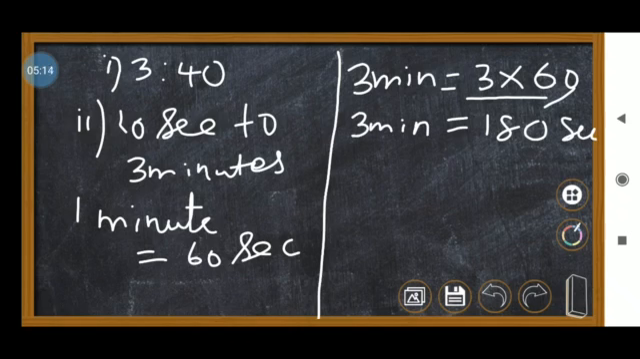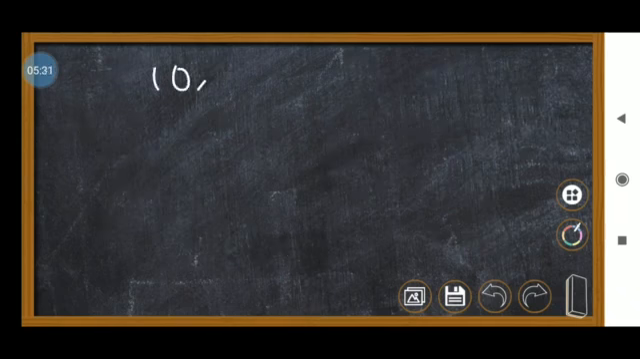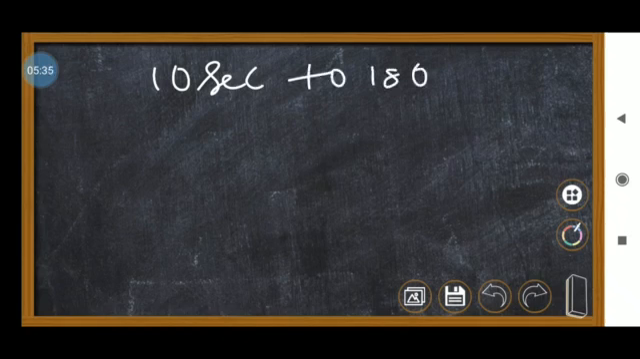Okay, so here what they have given? 10 seconds. So 3 minutes we have to convert to 180 seconds. So we have to write 10 seconds to 180 seconds. Okay, so I will write it on the next page. So 10 seconds to 180 seconds.